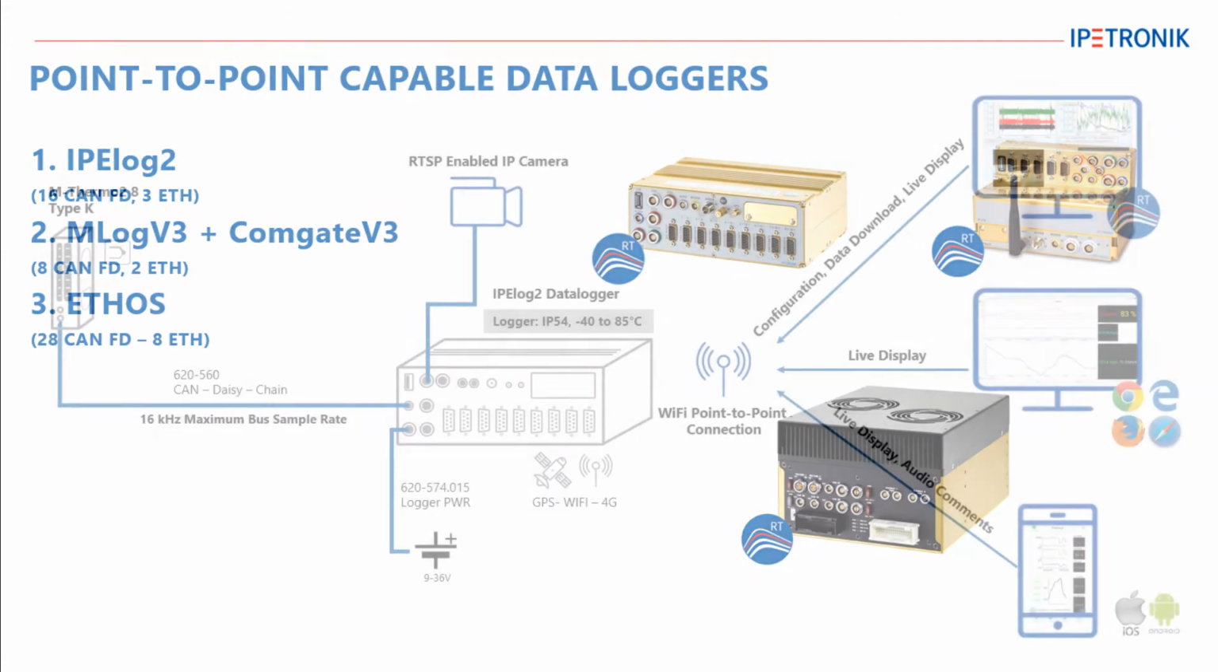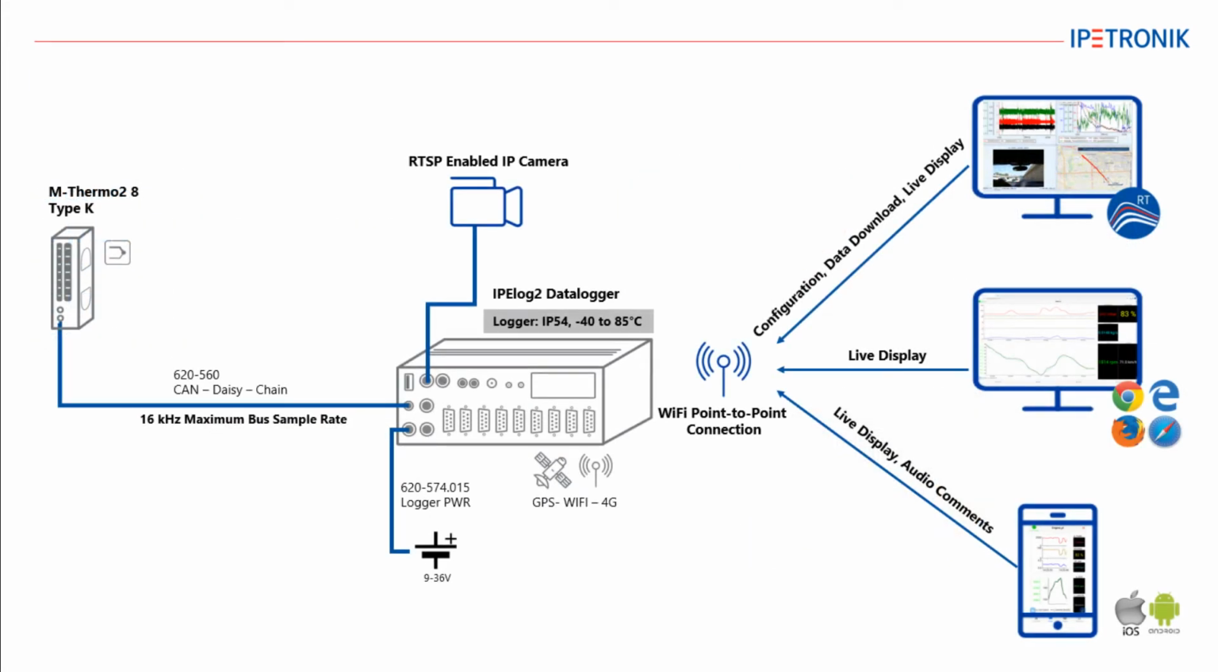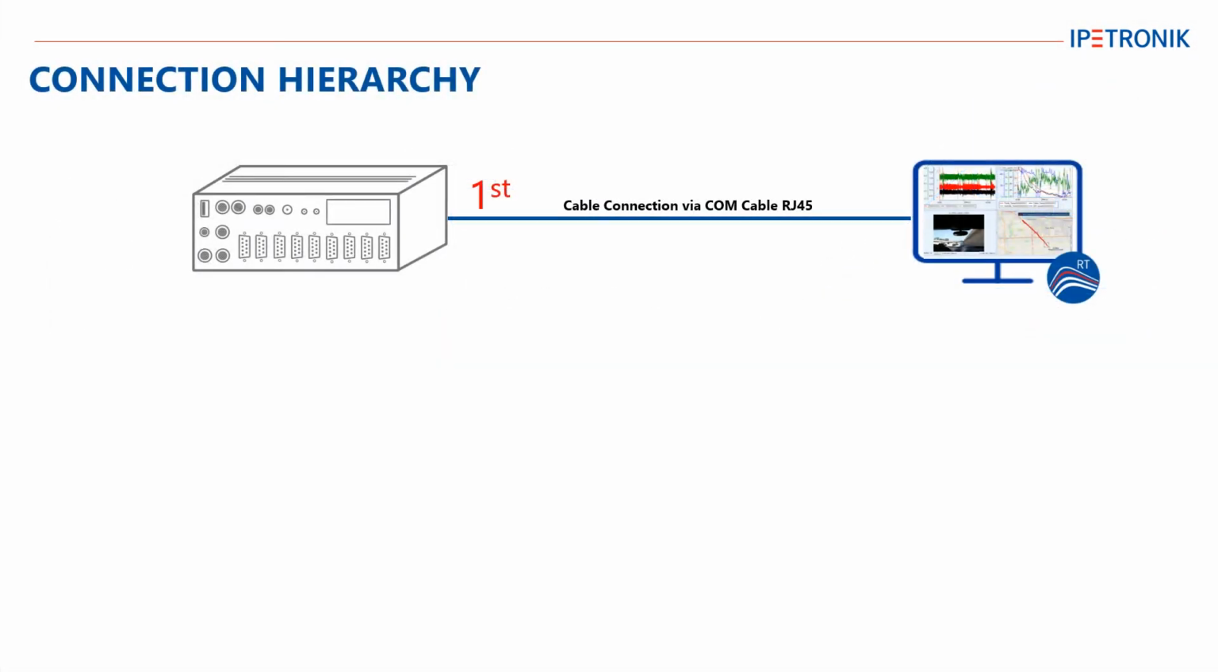The logger that we will use for this specific demonstration is going to be the IPELog 2. We will also attach an M-Thermo2 module and an RTSP-enabled IP camera. When using Wi-Fi, there are 3 different types of connections to the data logger. The first option is connecting and using IPMotion RT as if the logger was connected with a cable. The second option is to run the mobile edition in whatever browser you're using. The third option is to run the mobile edition on an iOS or Android device and connect to the data logger that way. Let's look at these connections in a little more detail.